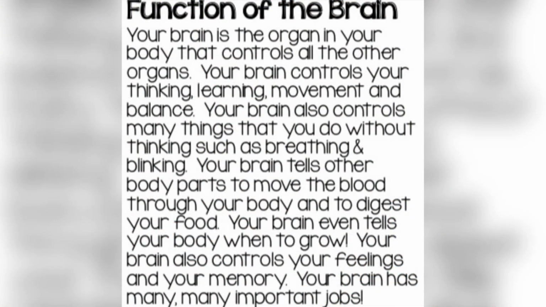Function of the brain. Your brain is the organ in your body that controls all the other organs. Your brain controls your thinking, learning, movement, and balance. Your brain also controls many things that you do without thinking, such as breathing and blinking. Your brain tells other body parts to move the blood through your body and to digest your food. Your brain even tells your body when to grow. Your brain also controls your feelings and your memory. Your brain has many, many important jobs.